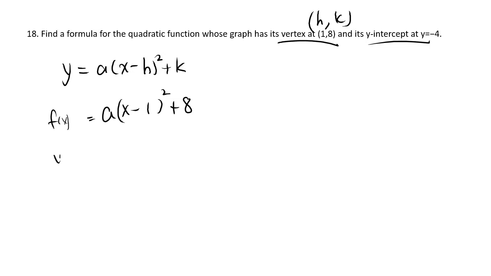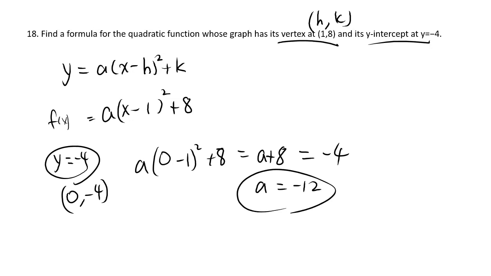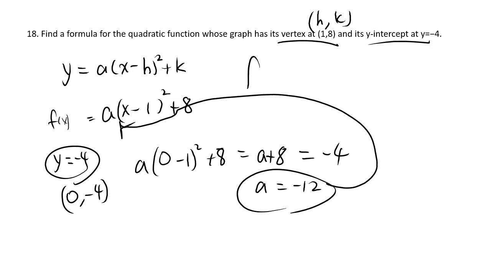Now the y-intercept is -4. In other words, 0, -4 is a point on the graph. So you have to plug in 0 for x to get the y-intercept. What's that? -1 squared is +1. So a plus 8 is what you get if you plug in 0 here. But that value has to equal -4 because that's how you have the y-intercept, y equals -4. Subtracting 8 from both sides, we get a equals -12, and therefore plugging that back in, we get the function f of x given as -12(x minus 1) squared plus 8.